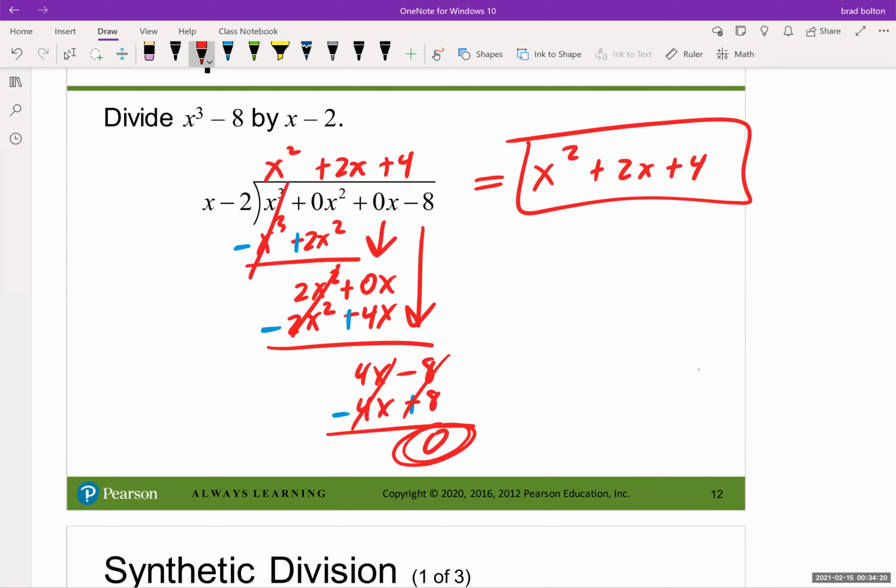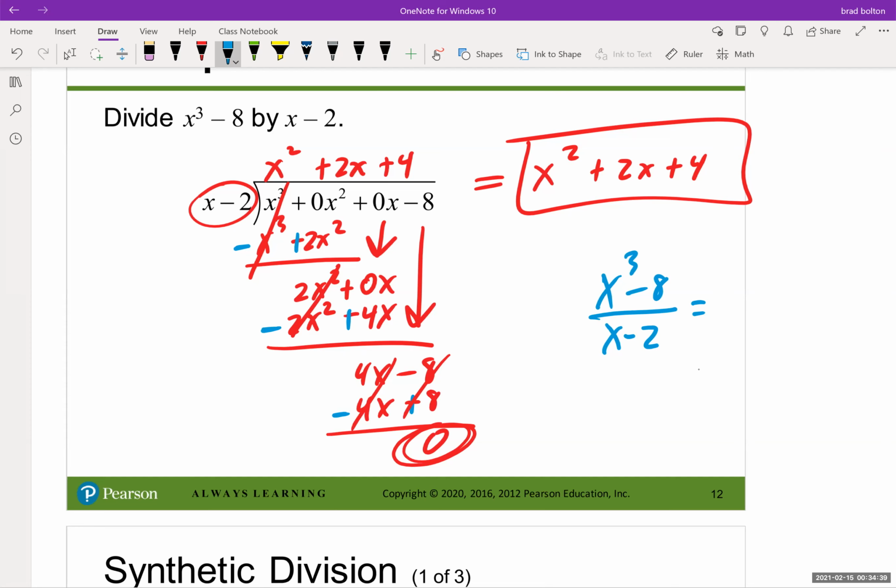That means that x minus 2, oops, I'm sorry. Let me do it as scratch work. You could take x cubed minus 8 and you could divide it by x minus 2 and you would actually get it to work correctly. It is a factor of x cubed minus 8.